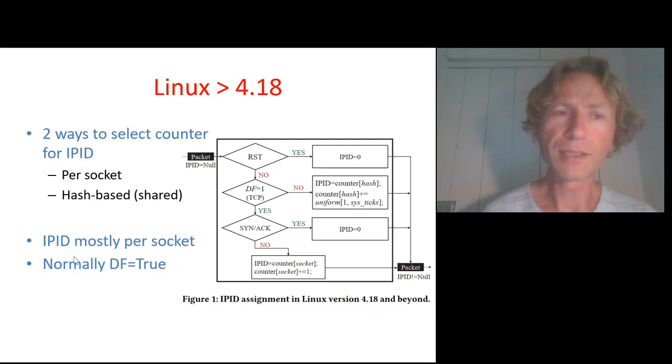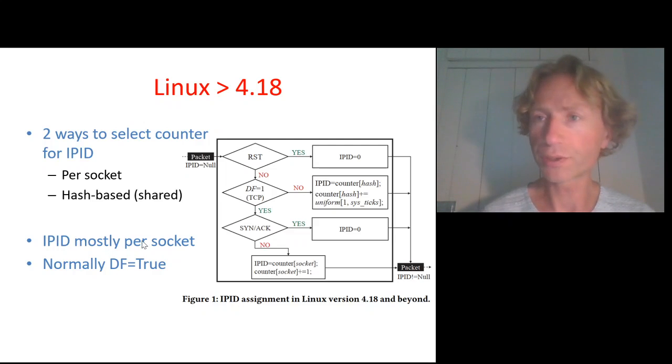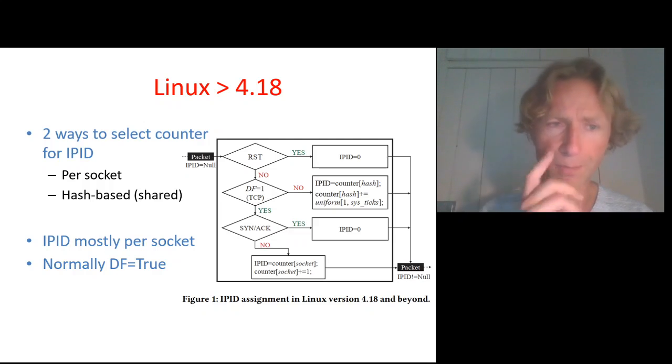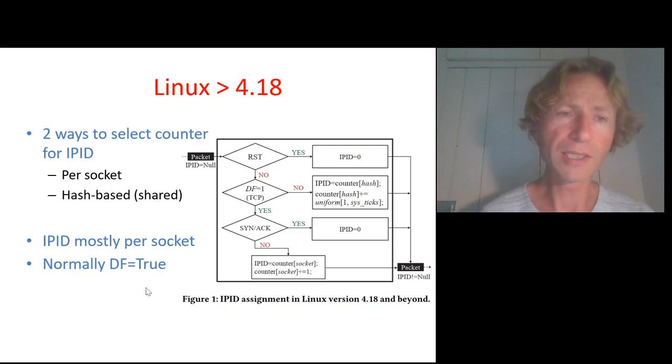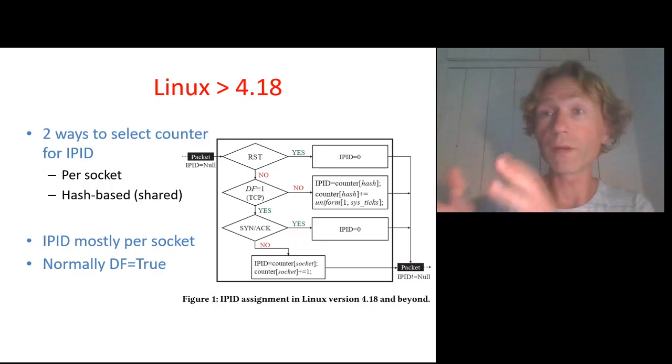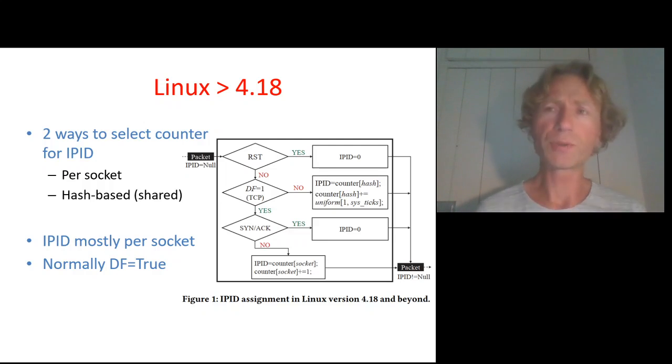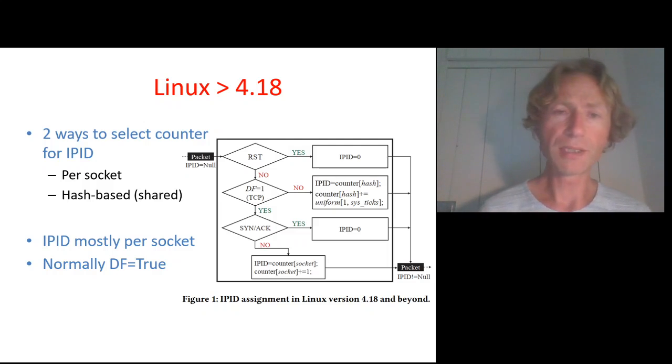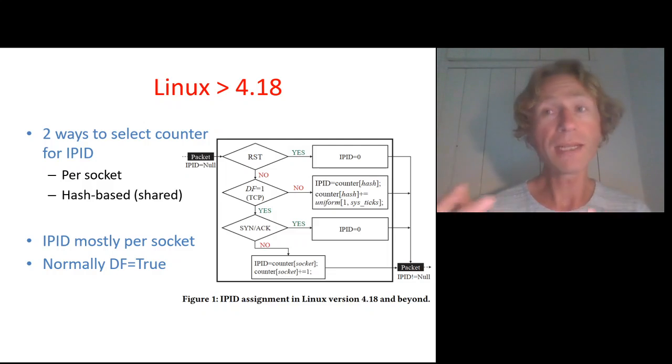And normally, the IPID will be picked per socket. So this is a normal mode of operation, and this hash-based counter is unusual, okay? Because normally the DF field, the don't fragment field, is equal to true. So what the attacker will do, as we shall see, is first degrade the counter to use one of those less secure counters. It tries to ensure that we don't pick this secure counter that is per socket, but we use one of these hash-based counters. Okay, and then we use that as the basis of our side channel.